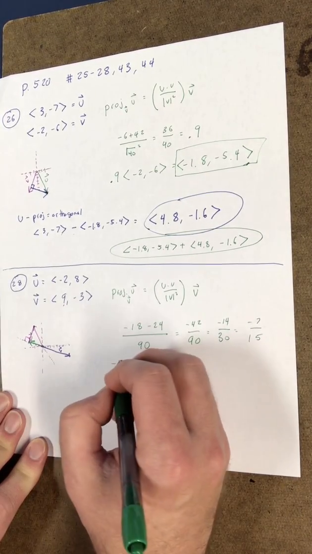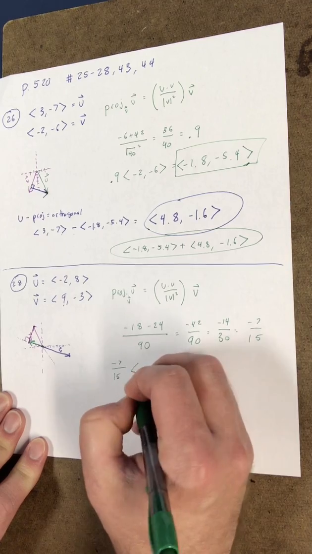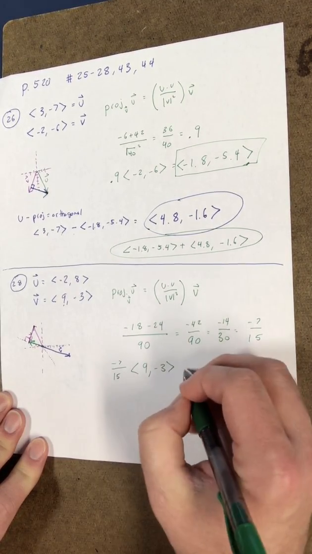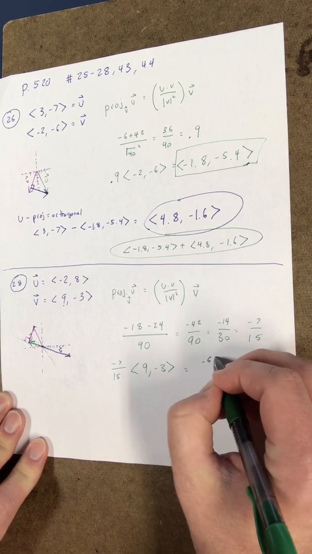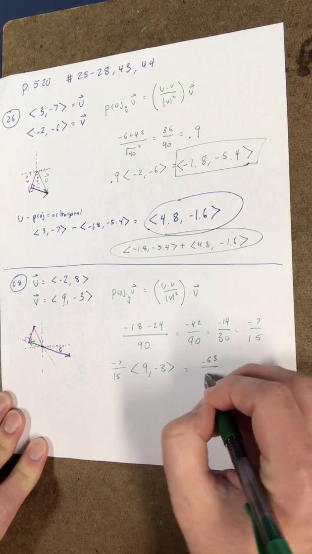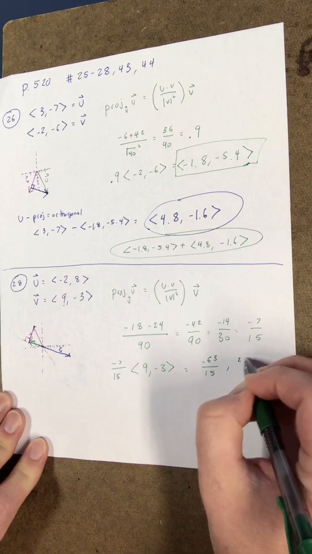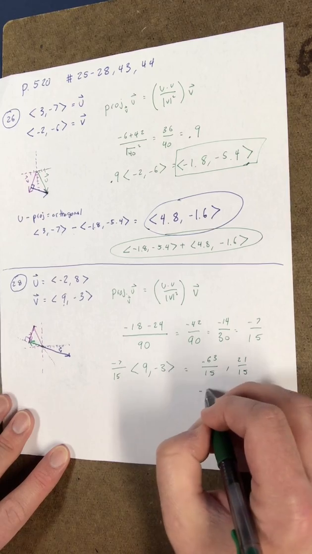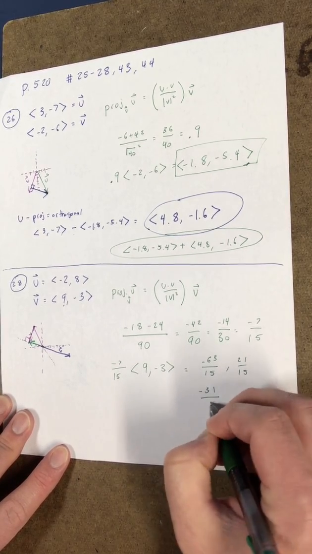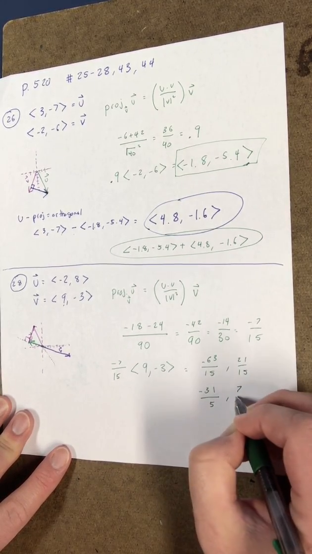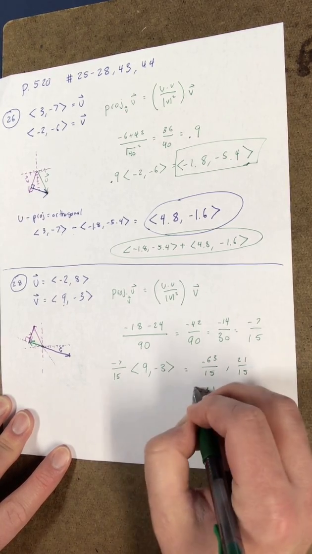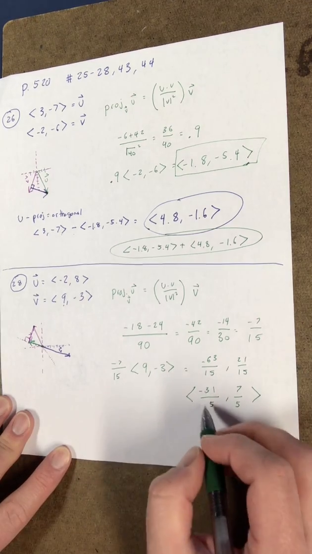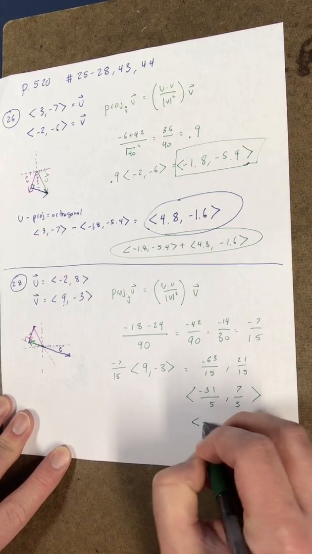So if we take that negative 7/15 and multiply it into 9, negative 3, that would be negative 63 divided by 15 and positive 21 over 15. Reducing this a little bit, it would be negative 31/5, comma 7/5 as our final answer. To put this into decimal, I guess that would be negative 6.2.